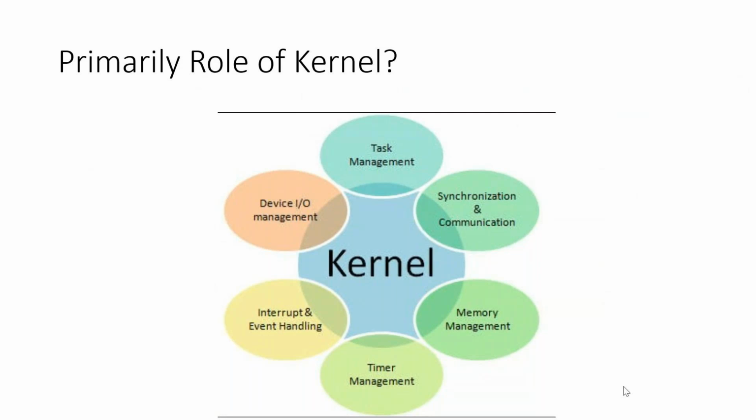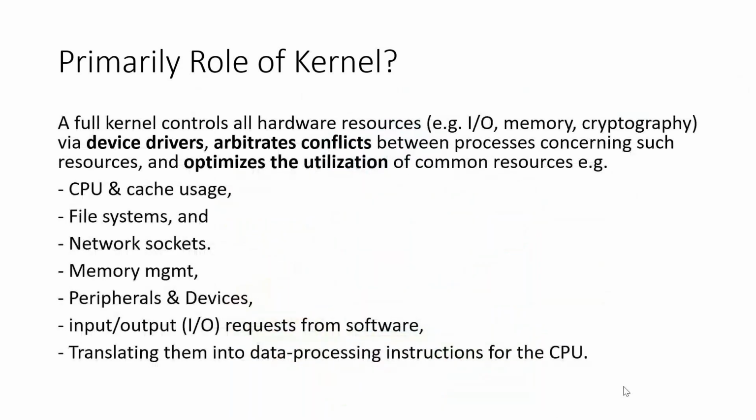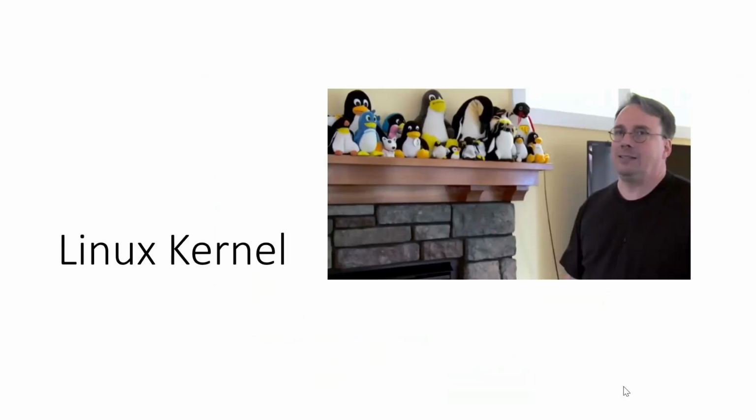by kernel. So yeah, the kernel fully controls all hardware resources, i.e. memory, cryptography via device driver, arbitrates conflicts between the processes concerning such resources, and optimizes the utilization of common resources, which includes CPU and cache usage. File system is managed by kernel, network socket managed by kernel, memory management by kernel, devices management, input output, and all stuff like that.